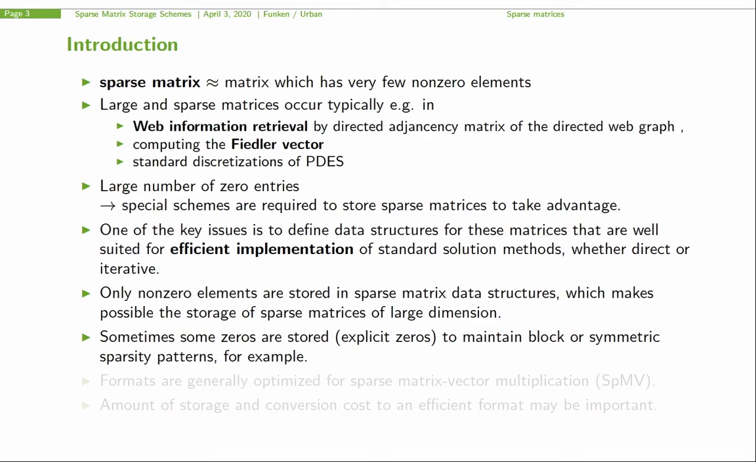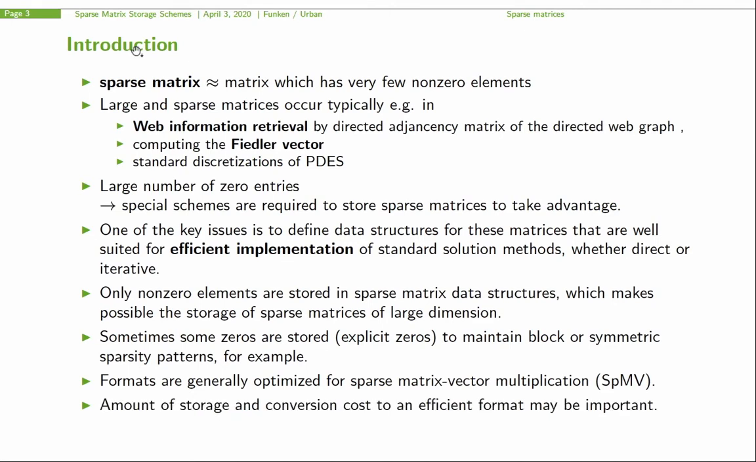We know that there are zeros, but then it may be an advantage to maintain block or symmetric sparsity patterns, for example. Most of the time, the formats we're considering are optimized for sparse matrix vector multiplication, and at the end of the day, we have to take into account the amount of storage these schemes will need, and there's no free lunch. So what will be the conversion cost of a given matrix to this specific format?